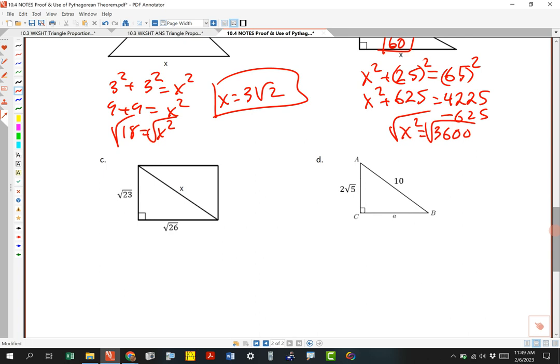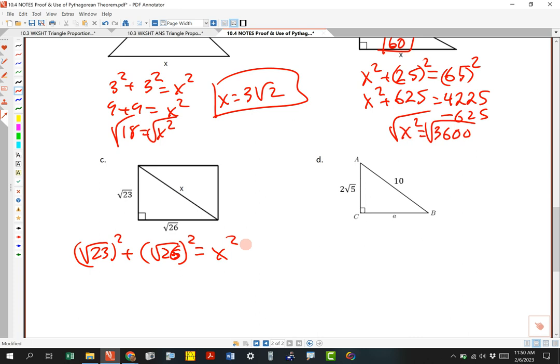This looks horrible. Both of these look pretty awful. Let's take a look at this one. I know you don't have D. I want you to write D on there. So C looks like this, and we've got to find the diagonal of this rectangle. Leg squared plus leg squared equals hypotenuse squared.